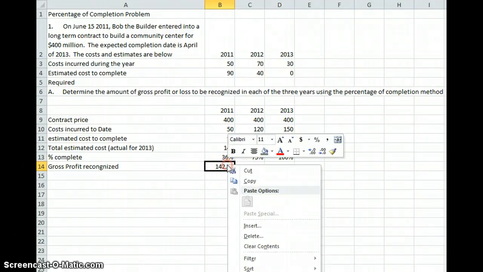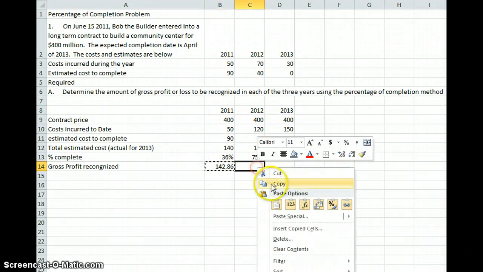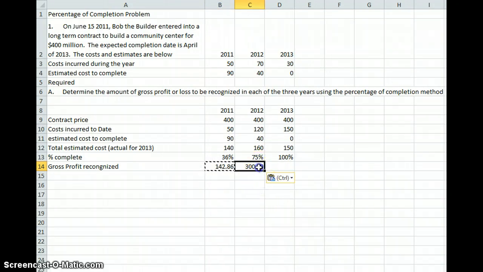And we can copy that over to 2012, but recognize that this is going to be 75%, almost the entire thing in the contract price. But we can't recognize the 142 that we recognized in the prior year. So I'm going to come up here into the formula, and I am going to subtract, alter the formula, what we already recorded as profit. So in 2011, we recorded 142.86 as profit, so I'm going to subtract that out.